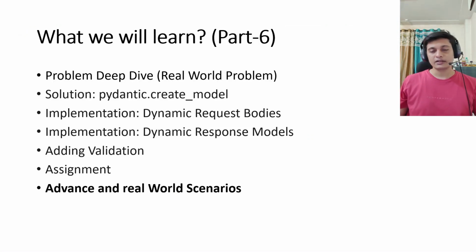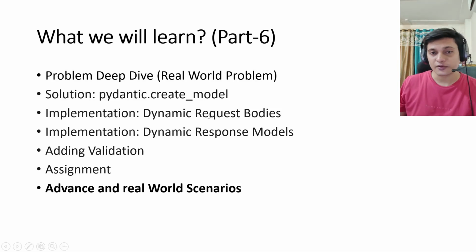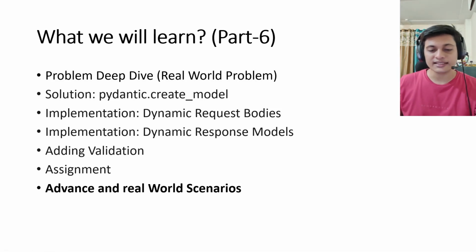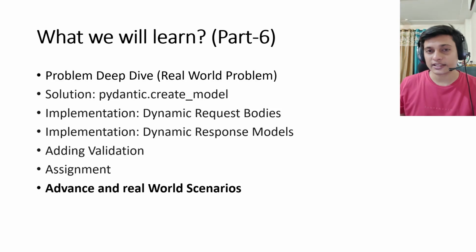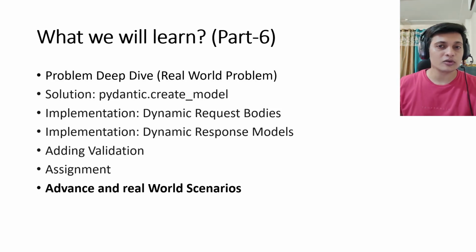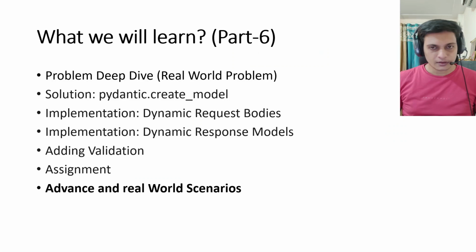Let's go into our slides. We understood the problem. We created a dynamic model successfully. Then we created the dynamic request bodies too. But now let's understand the dynamic response model too. As we have segregated our products into some dynamic models, into some category ID, we have to provide the response as well based on those dynamic models. So let's create our dynamic response model.